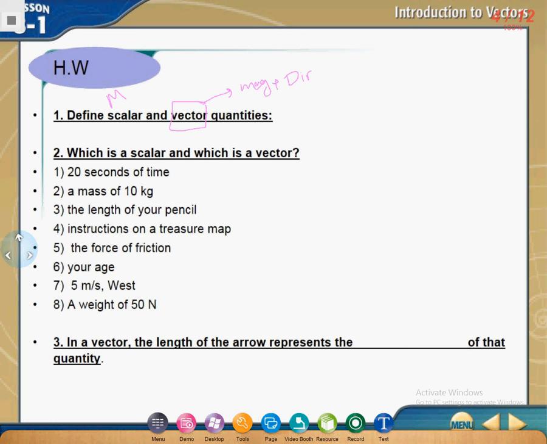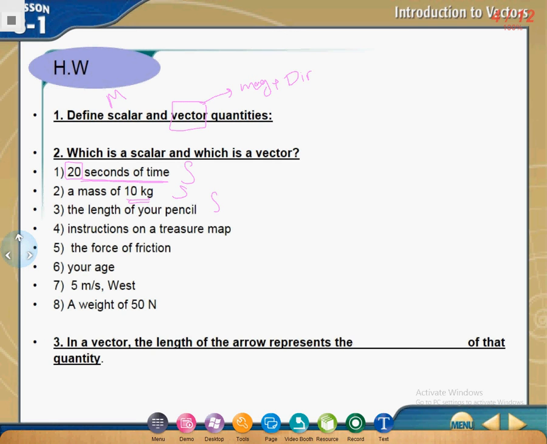Now, question number 2. Which is a scalar and which is a vector? I told you yesterday, just please look at the keywords of the question. The first one here, we have a 20. So this is the magnitude. Seconds of time, this is the unit. This is not a direction, so this is a scalar. A mass of 10 kg, again a scalar, we have no direction. The length of your pencil, any pencil, it has a length, but no direction.